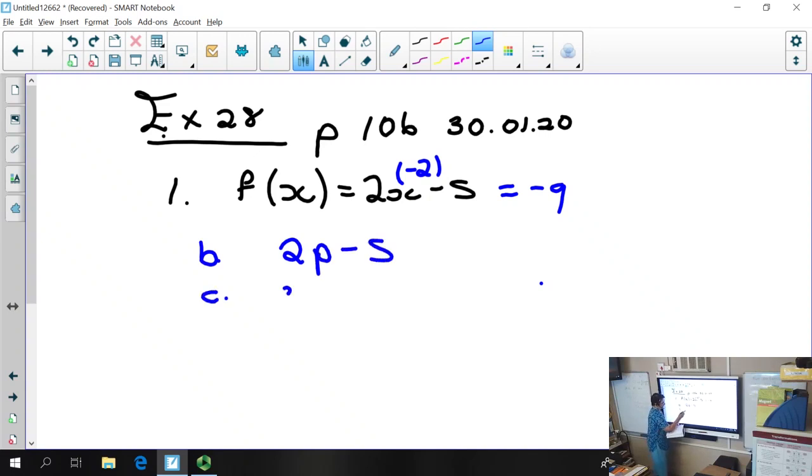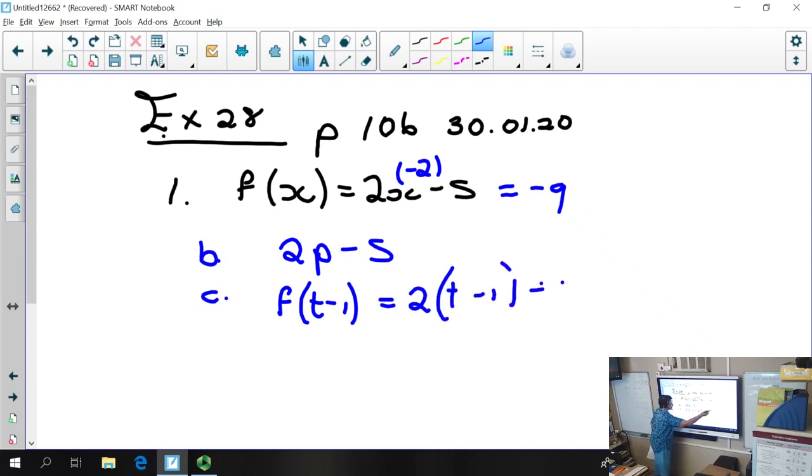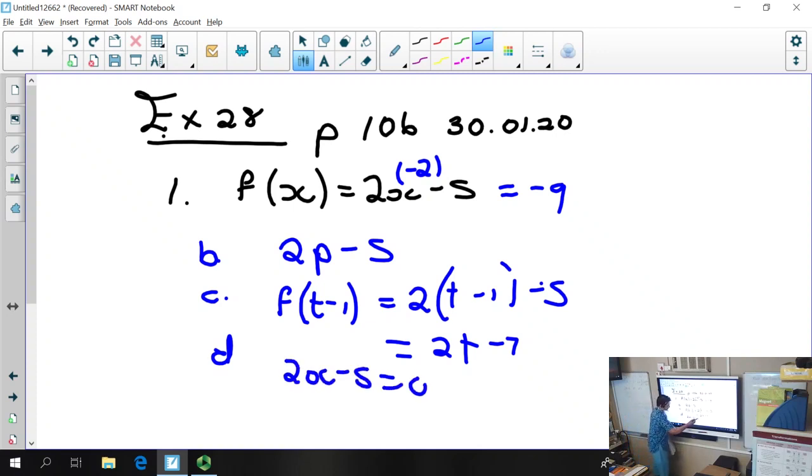Number C, f(t minus 1), what does that mean? The t minus 1 goes into the x's place. So 2(t minus 1) minus 5, and then I think you must simplify this one. So it's 2t minus 7. Right, the next one, number D, now it's equating. Look at the difference between the two. So 2x minus 5 is equal to 0, which makes x equal to 2.5.